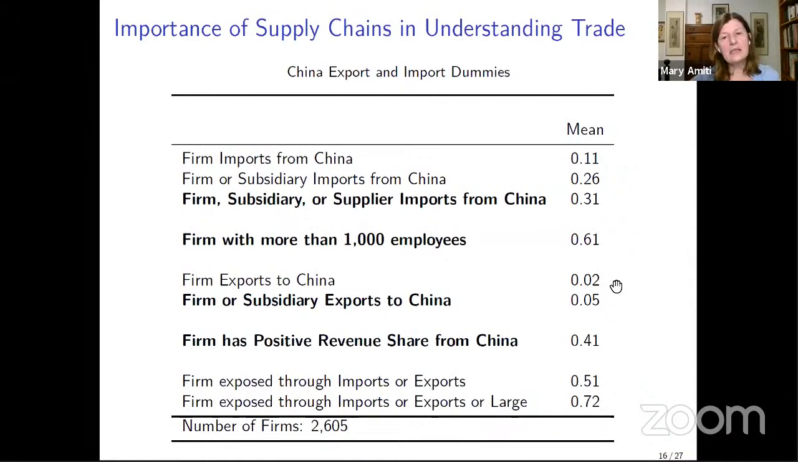And then looking at the export side, we have firms that export to China. That's about 2%. If we add the subsidiaries, that increases to 5%. But once we look at the firms that have positive revenue share, and as I said, this might be from exporting or revenue, then that goes to 40%. So on average, firms that are exposed through imports or exports, 51%. If we add in the large dummy, then we get 70. So 70% would be treated firms, and the other firms would be untreated.